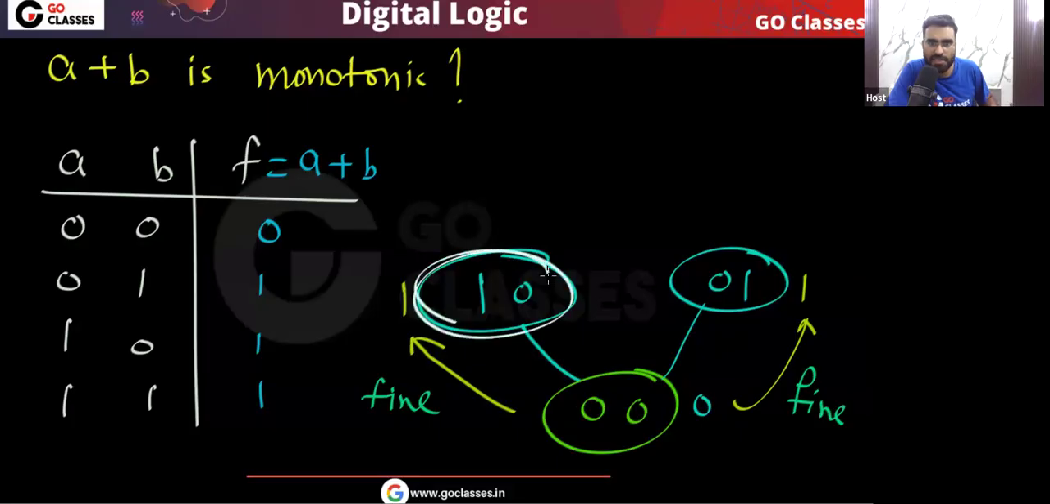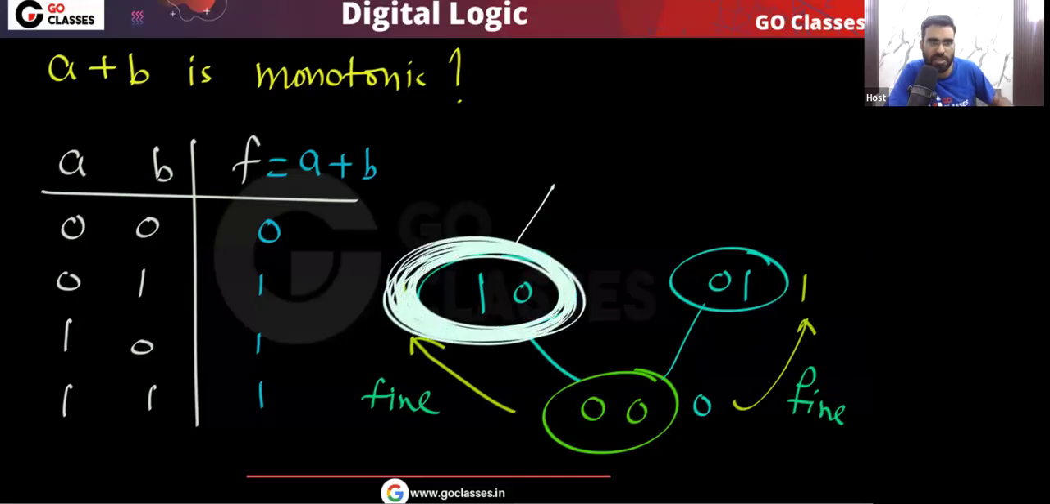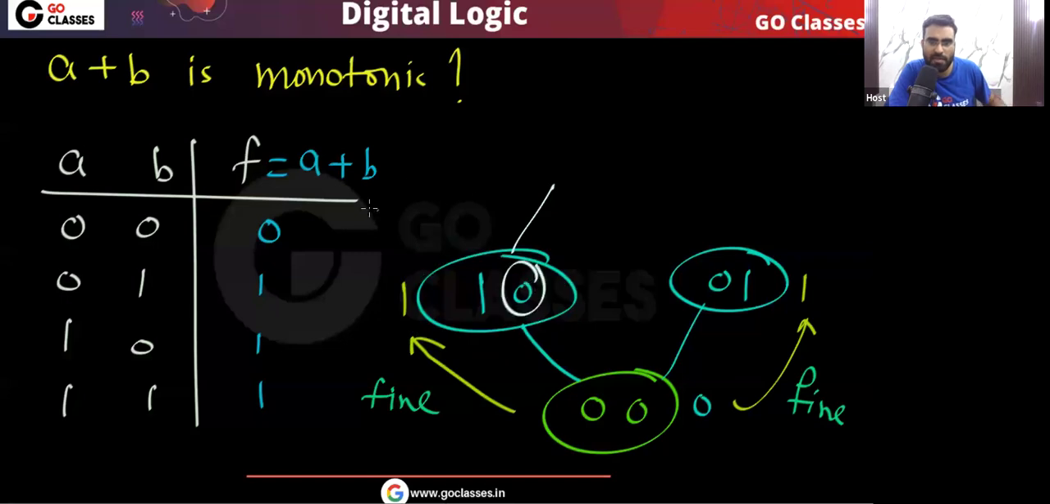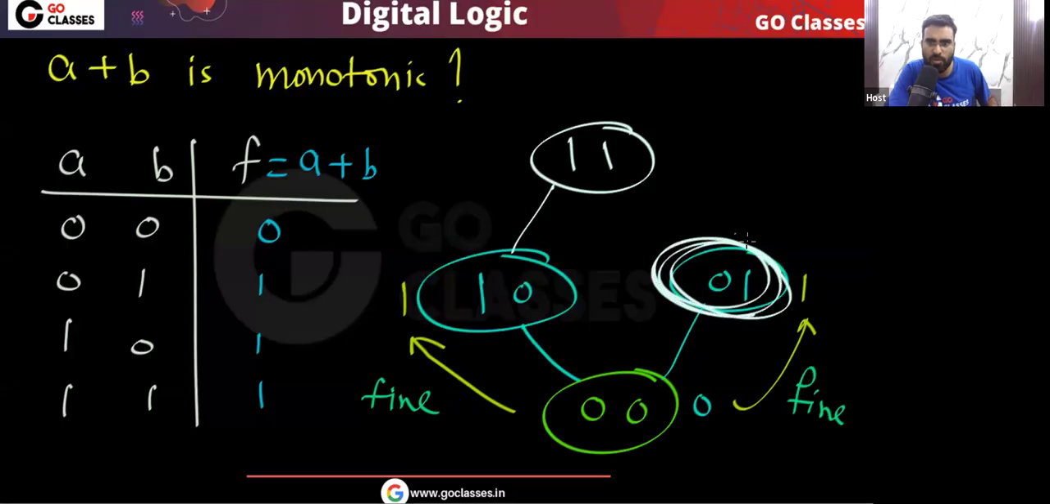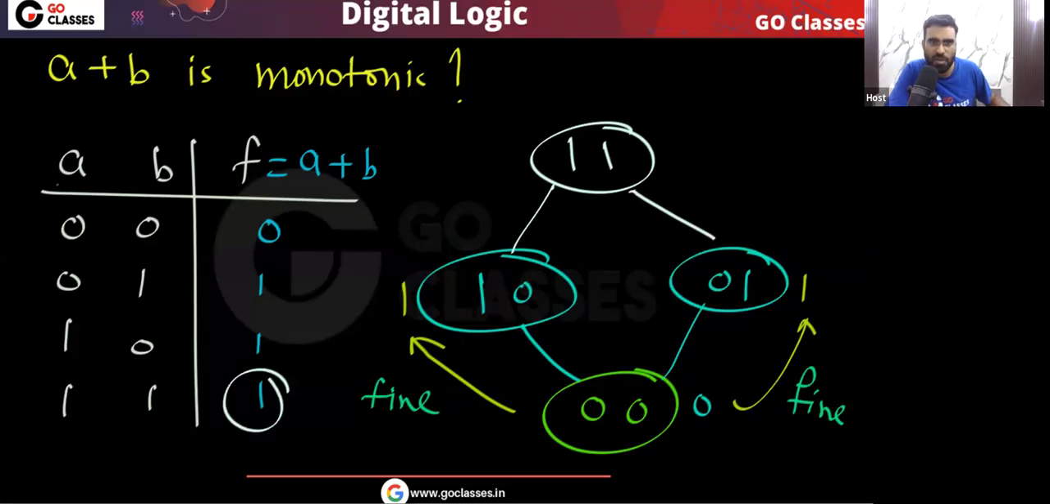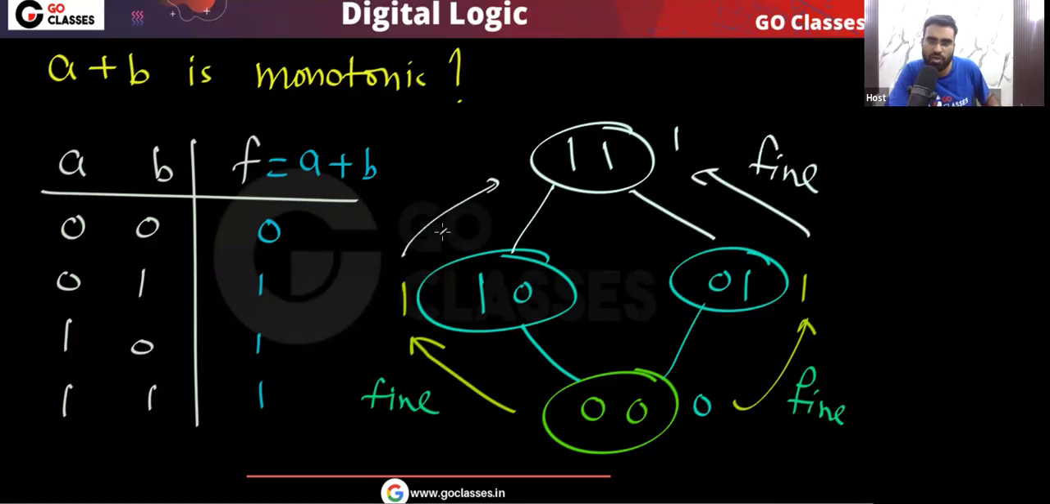Similarly, if I change a single variable from 0 to 1, which combination will I get? With respect to this combination, I will check this combination, because a single variable goes from 0 to 1. Now you tell me, what is the function value? The function value is 1. Again, this is not decreasing, this is fine. So this is actually monotonic.